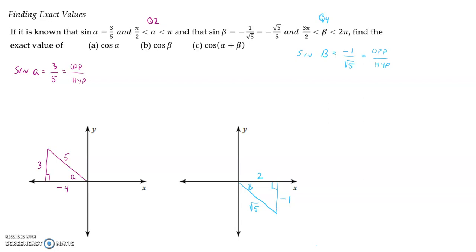Now let's take a look at what they're asking us to find. For part A, we want to find cosine of A. We're going to make sure we get this information off triangle A, which is the one that we drew over here on the left-hand side. So cosine of A is our adjacent side over the hypotenuse. Off our triangle, our adjacent side is -4, and our hypotenuse has a length of 5.